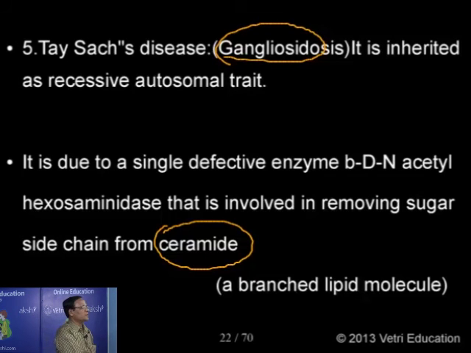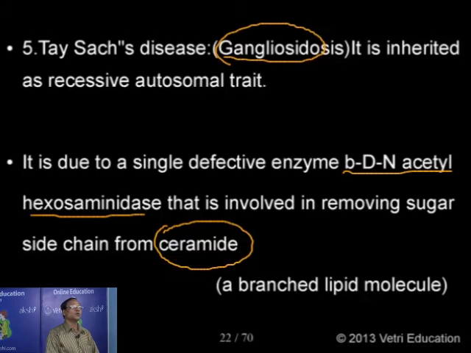So some problem arises in the metabolism of the ganglioside. So this one is a branched lipid molecule having side chain in the form of sugar. And for the removal of sugar, we need an enzyme called beta-N-acetyl hexosaminidase. So it is an example of hexosamine. See that one, ganglioside is an example for hexosamine. So for the metabolism of the sugar side chain, we need the enzyme beta-N-acetyl hexosaminidase. When this enzyme is absent, there is no breakdown of the ceramide.